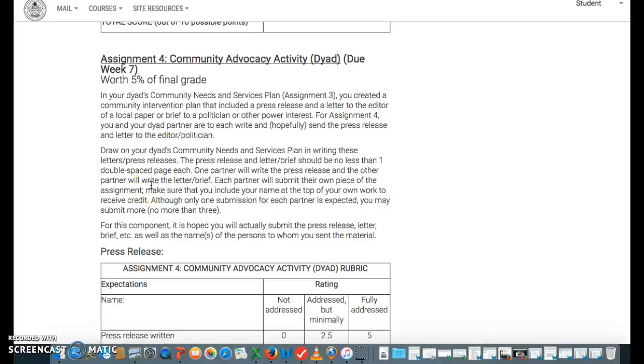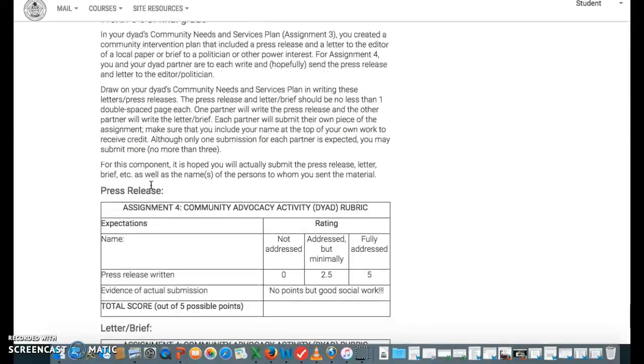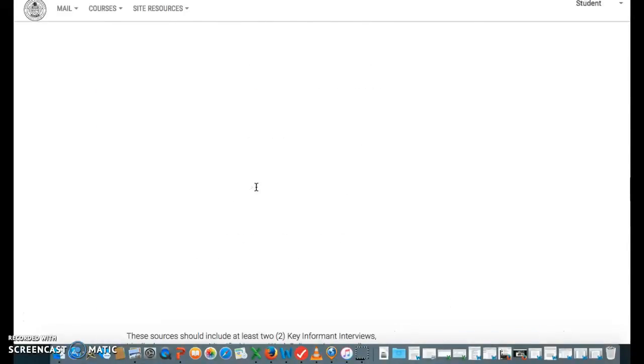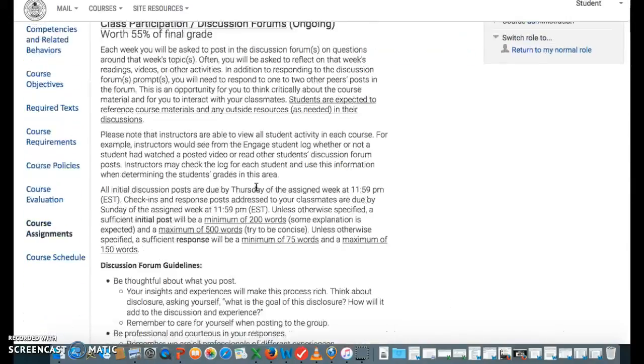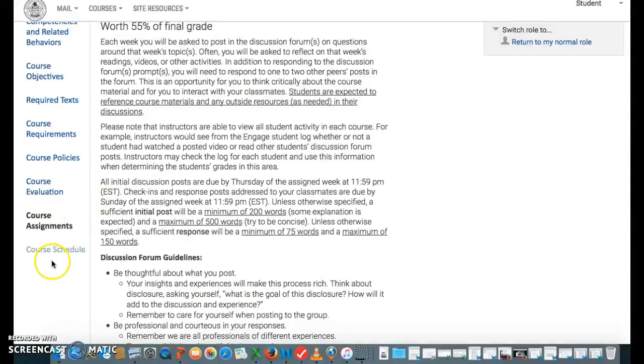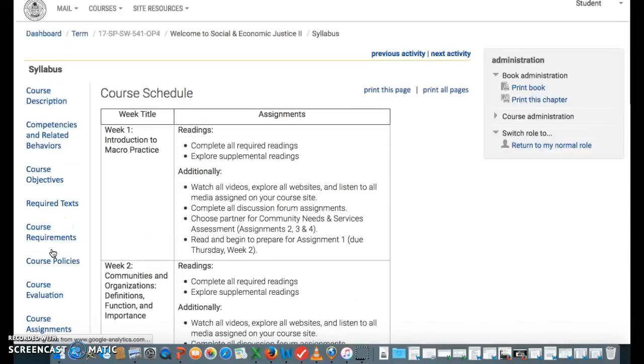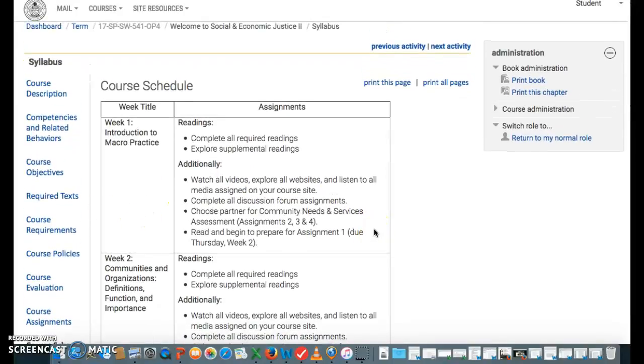drawing off of the plan that you created for assignment 3, but you could write a letter, for example, to an elected official, or a brief. And we can talk more about that as we get further into the semester. But please do also read the course assignments in detail, and then we'll quickly go over the course schedule for the semester, which is located on Engage as well.